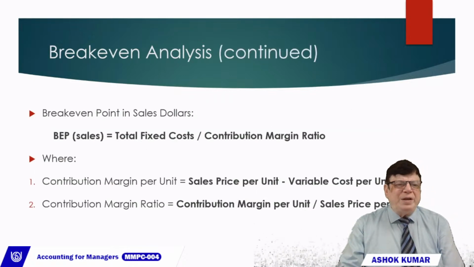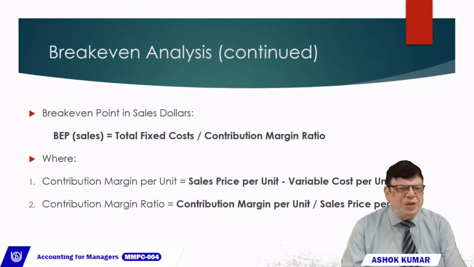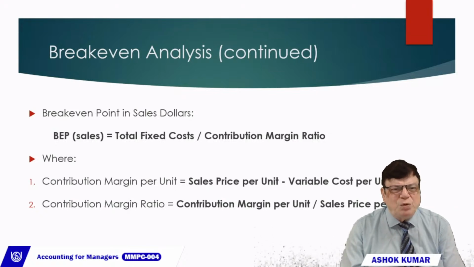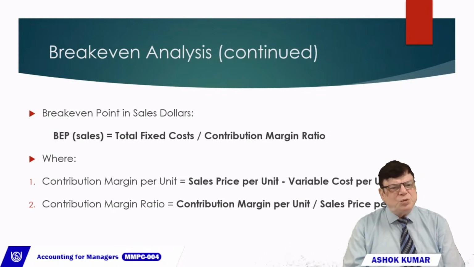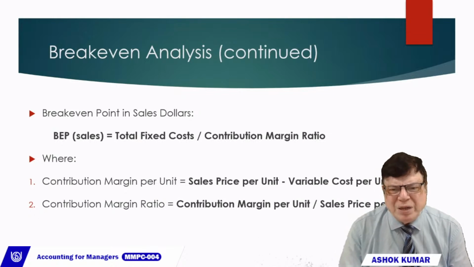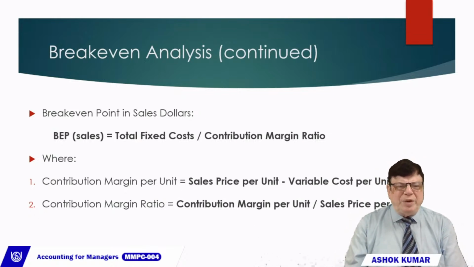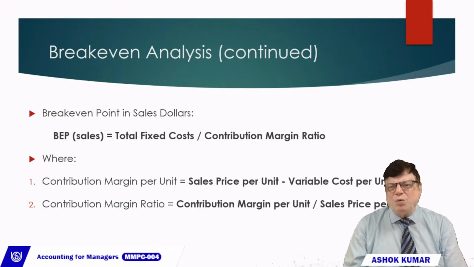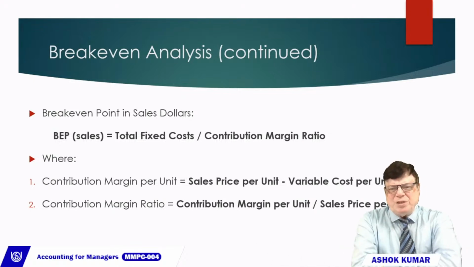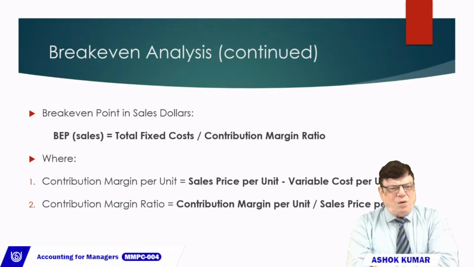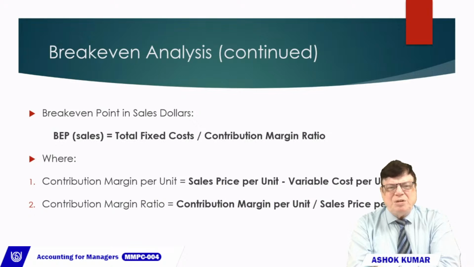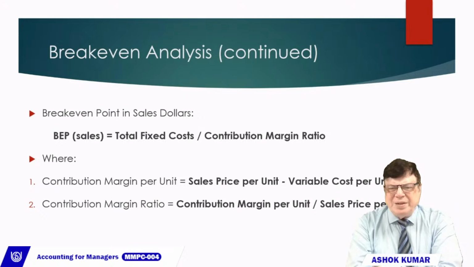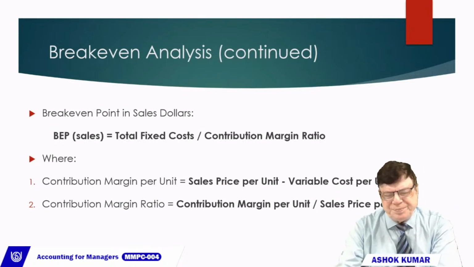Now break-even point in sales dollars is equal to BEP sales is equal to total fixed cost divided by contribution margin ratio, where contribution margin per unit is equal to sales price per unit minus variable cost per unit. Contribution margin ratio is equal to contribution margin per unit divided by sales price per unit.